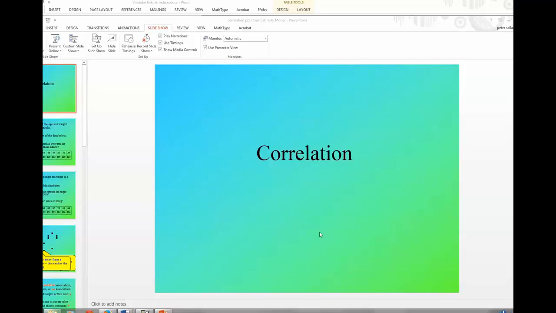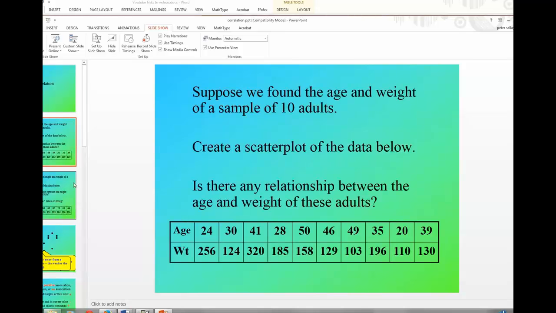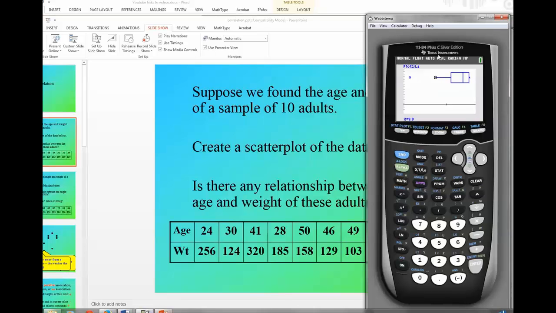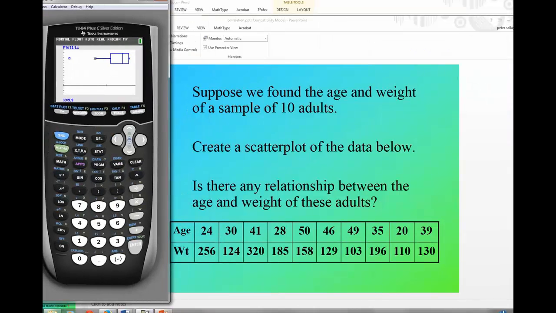The new topic we're going to talk about is correlation. And the first thing I'm going to do is show you a calculator screen. I'm going to give you some data of some ages and weights, and we're going to do some analysis on it. But the first thing we need to do is learn how to create this particular graph.